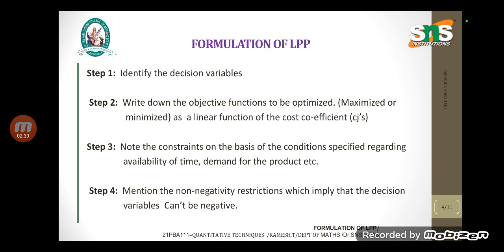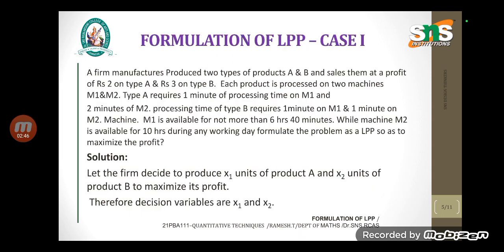And the third one is the constraints. So note the constraints on the basis of the conditions specified regarding availability of time, demand for the product, etc. Step 4, mention the non-negativity restrictions, which imply that the decision variables cannot be negative. That means x1, x2, ..., xn are all positive. So we formulate the LPP.